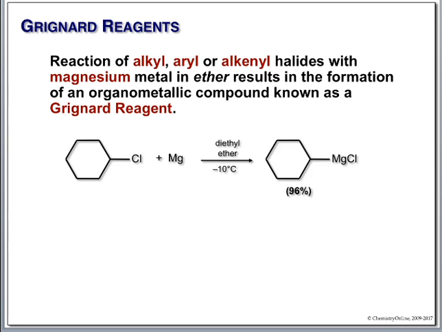That is a Grignard reagent. The thing that's neat about a Grignard reagent is that this carbon here that's bonded to the magnesium is going to pretend that it's a carbanion. It's going to act like it's a negative carbon.